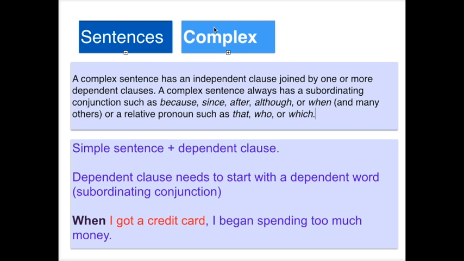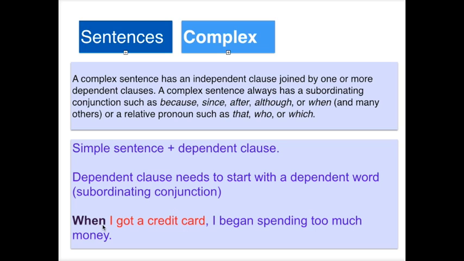Now we're going to look at complex sentences. We've looked at simple sentences, compound sentences, and this is the final type of sentence. A complex sentence has an independent clause joined by one or more dependent clauses. A complex sentence always has a subordinating conjunction such as because, since, after, although, or when, or a relative pronoun such as that, who, or which. So let's look a little more carefully at this. A complex sentence is a simple sentence, an independent clause, plus a dependent clause. A dependent clause needs to start with a dependent word. So it needs to start with one of these here, or any of the other dependent words in the English language.